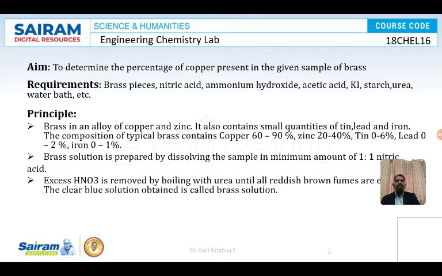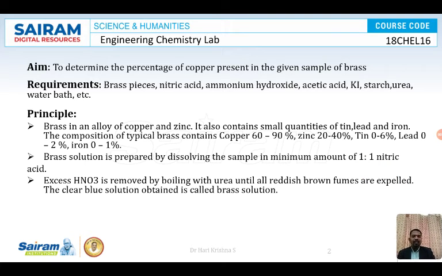Estimation of copper present in brass is done by the iodometric method. So what do you mean by iodometric method? In the iodometric method, a sample is taken and treated with potassium iodide in acetic media. When a sample is treated with potassium iodide in acetic media, it liberates equal quantities of iodine. I'll take brass as an example to explain iodometric estimation. Brass will be treated with potassium iodide in acetic media. So what will happen? Brass will liberate equal quantities of iodine.